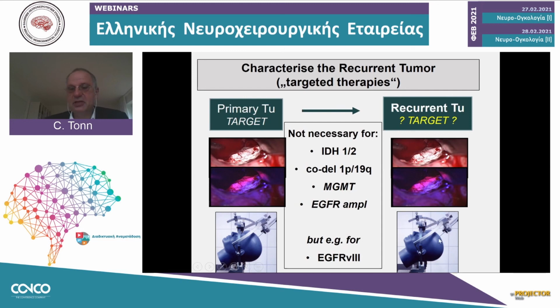And also when we treat patients with temodal chemotherapy, we know that the mutational load of the recurrent tumor is much, much higher than in the primary setting. So just by adding temozolomide to the therapy, we push the tumor into a mutational burden which is much, much higher, 10 to 500 times higher than the primary tumor.